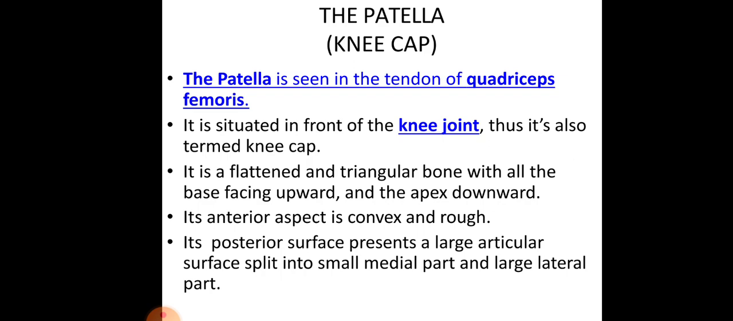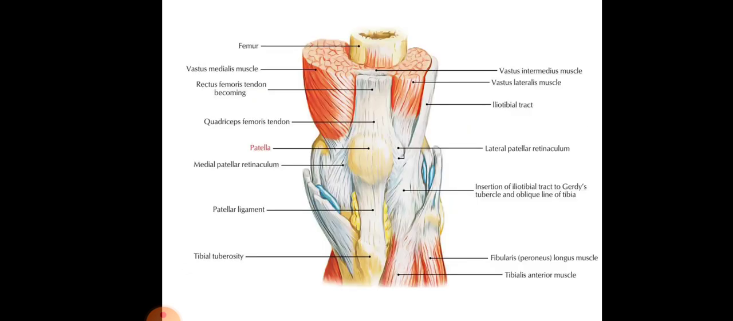It is a flattened and triangular bone with the base facing upward and the apex facing downwards. It has an anterior aspect which is convex and rough. The posterior surface presents a large articular surface split into a small medial part and a large lateral part. So this is the patella, which superiorly is related to the quadriceps femoris muscle. It is developing within the tendon of quadriceps femoris.